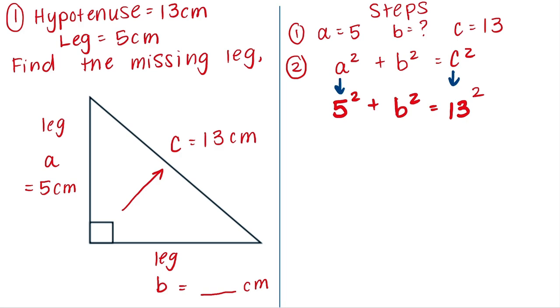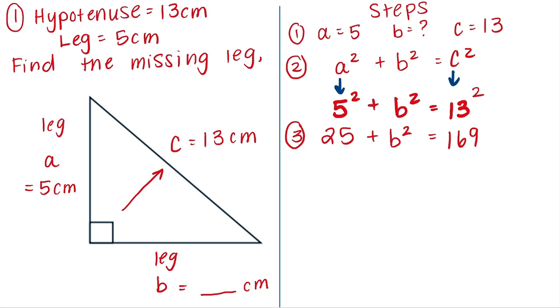So my third step is to evaluate and to solve for B. So on my calculator, I'll do 5 squared. Remember, 5 squared means 5 times 5. That is 25. And 13 squared, which is 13 times 13, is 169. So 25 plus B squared is 169. So this is where it's a little bit different than finding the hypotenuse. I don't want to add together 25 and 169 because I want 25 and B squared to add up to be 169. So I'm solving for B.